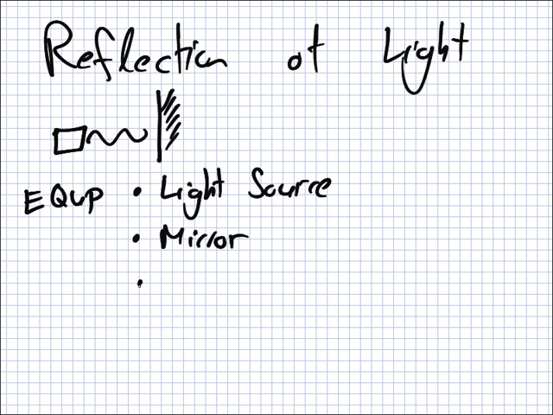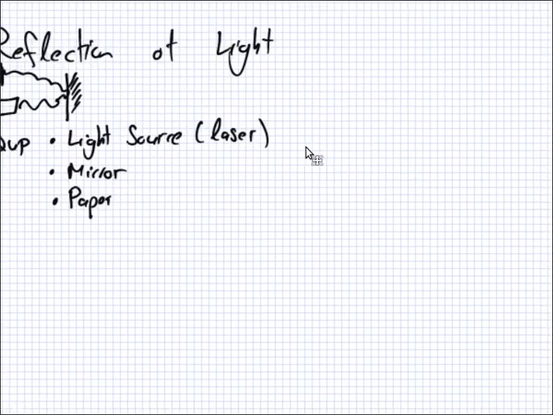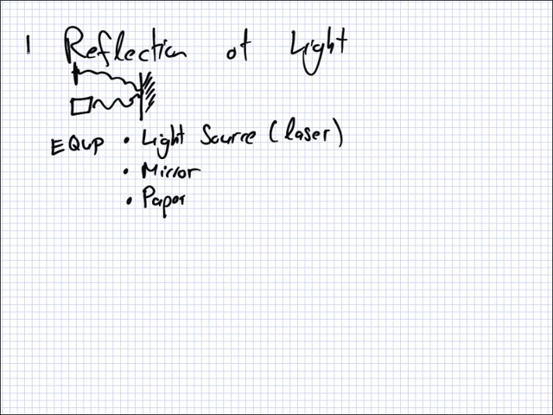Let's make it a little bit fancier, and then let's say some paper. And then we can put the paper here and we can see the light reflects onto the paper. Or maybe actually we'll even say we'll use a laser, a little laser pointer. All right. I'll let you write this down in a minute, but maybe we can talk about the next experiment. So that's experiment 1.